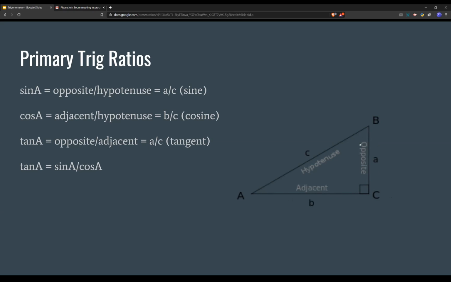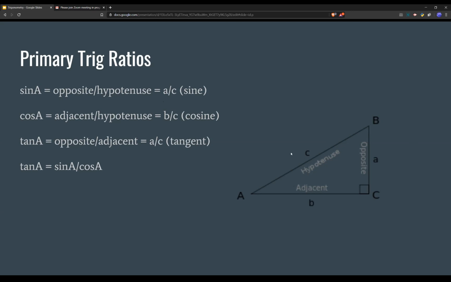Don't worry about the opposite and adjacent names for now. We'll look at those later. So these are the two shortest sides of the triangle. They're called the legs. But then the longest side of the triangle has a name called the hypotenuse. So just remember that. The longest side of the right angle triangle is called the hypotenuse. In this case, it's AB, or you call it side C.